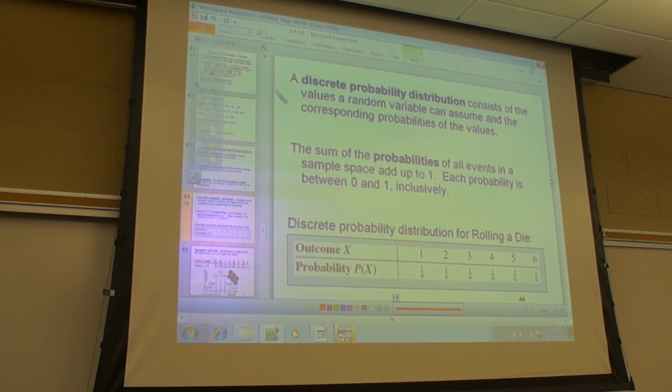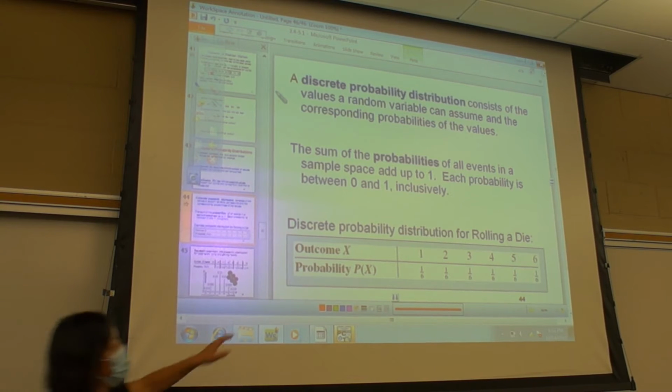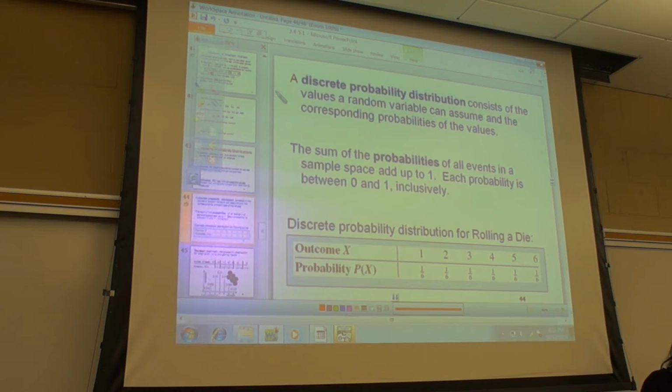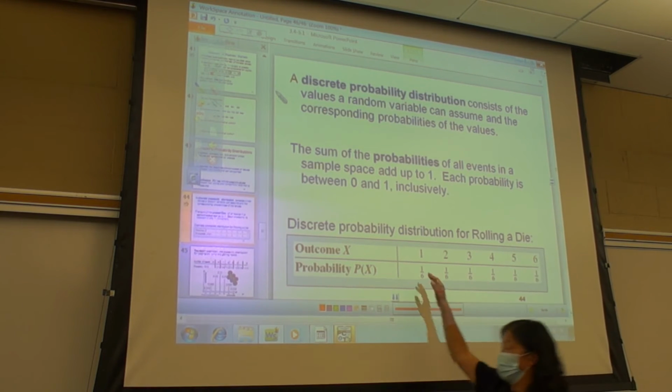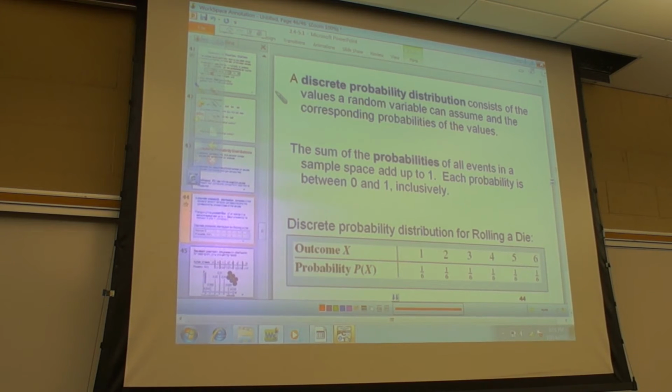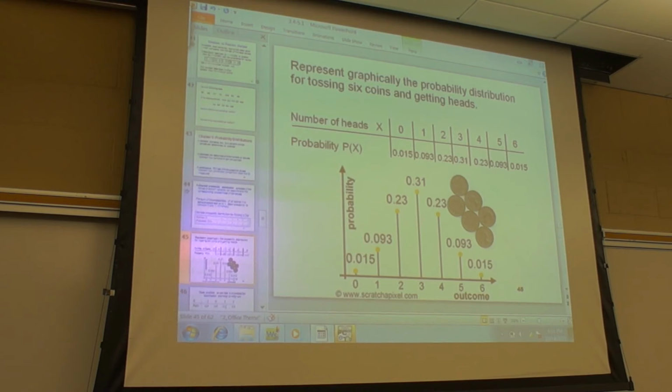Okay. So, discrete probabilities, some basic things. All the probabilities, if you add them up, had better add up to 1 or 100%. And every probability has to be between 0 and 1. So, stuff you guys are kind of familiar with. You can also represent them graphically.